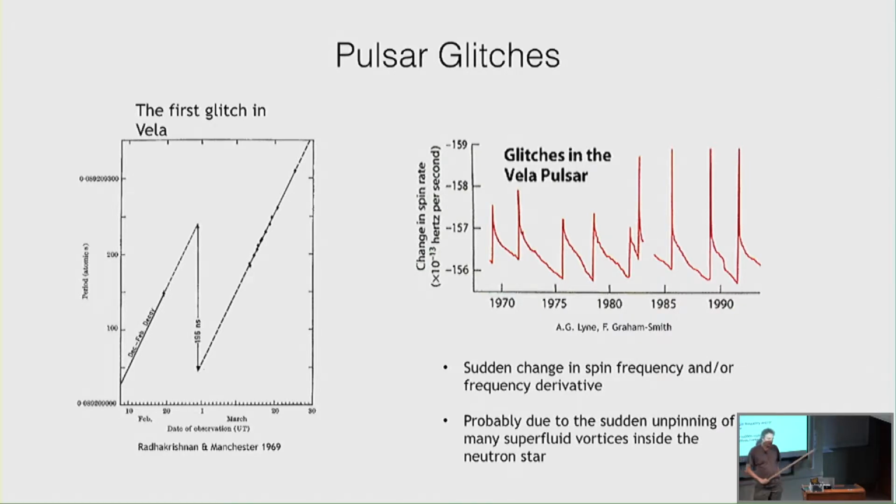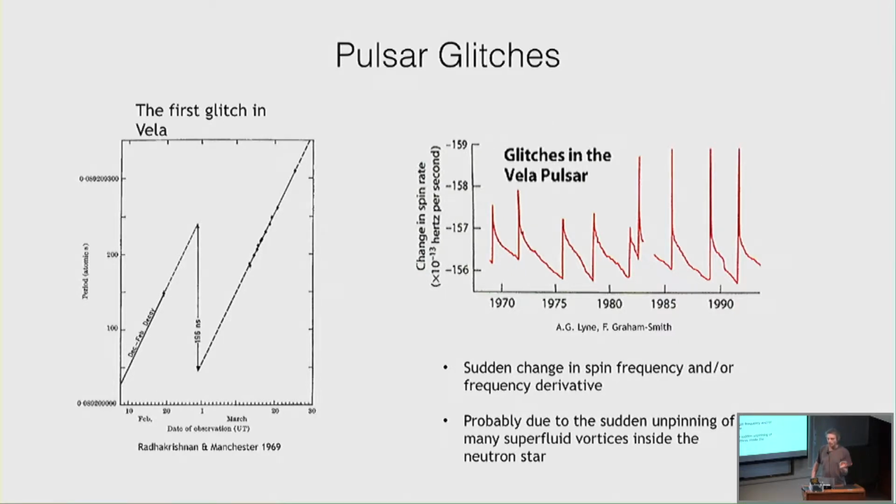This type of behavior is called a glitch, and there is a certain history of glitches which have been observed in Vela. So it's a sudden change in spin frequency, and the origin of these glitches is interesting, but it's not what I'm going to talk about today.